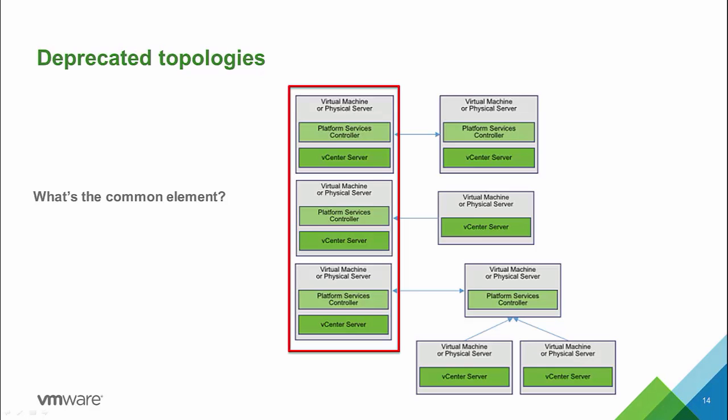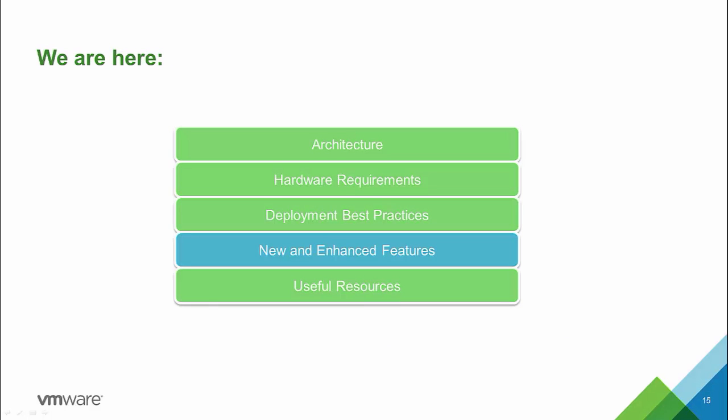I recommend that you have a look at the KB that lists the supported topologies. This one is included in the resources section at the end of the slides. Now we're going to talk about the new and enhanced features. So we're going to see what has been introduced for vSphere 6 and how the existing features from vSphere 5 have been improved for this new release.